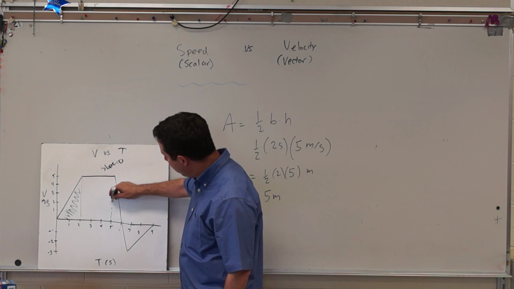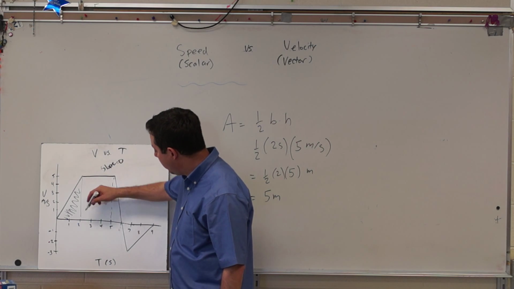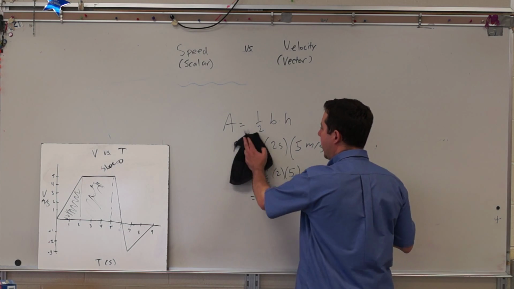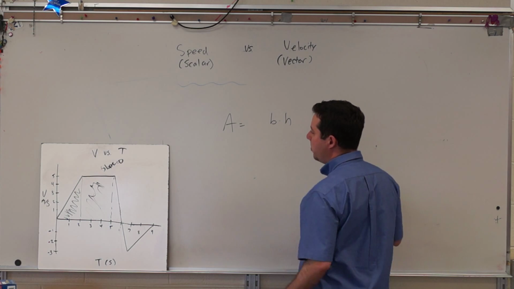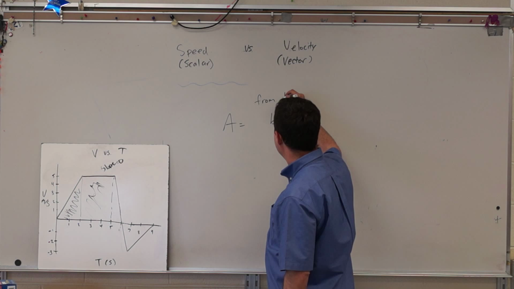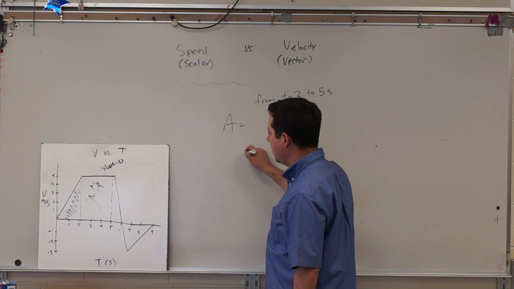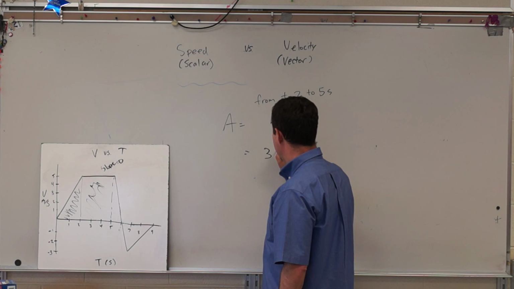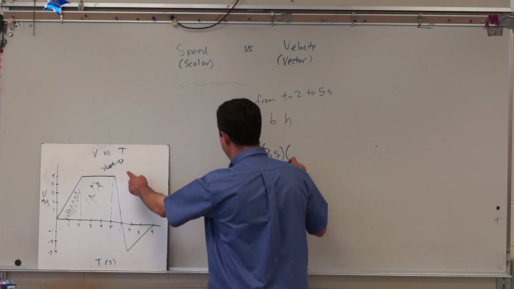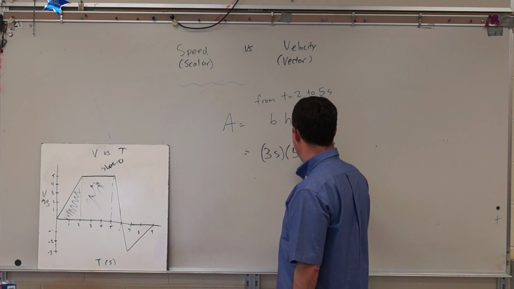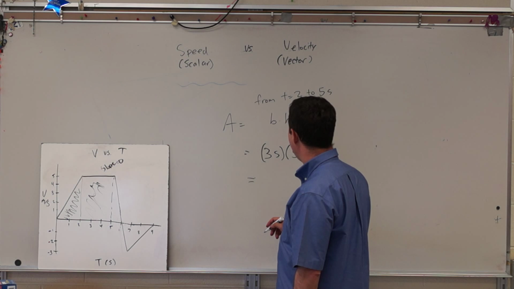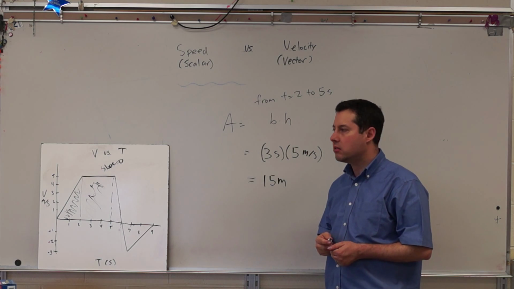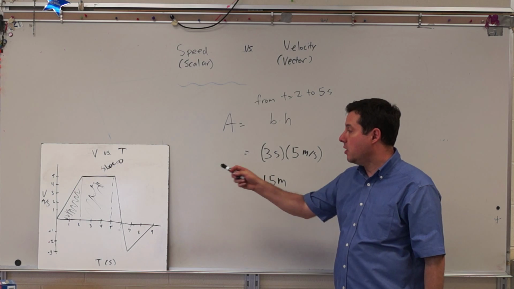If you want to figure out how far it's traveled from seconds 2 to 5, that now is a big rectangle. So for a rectangle, the area is just base times height. From t equals 2 to 5 seconds, the base would be 2 to 5. 1, 2, 3. So 3 seconds is the base of that. The height of it is 5 meters per second. So it goes 3 times 5, 15 meters in those 3 seconds. Much bigger number, and that makes sense that it should be because it's going much faster.